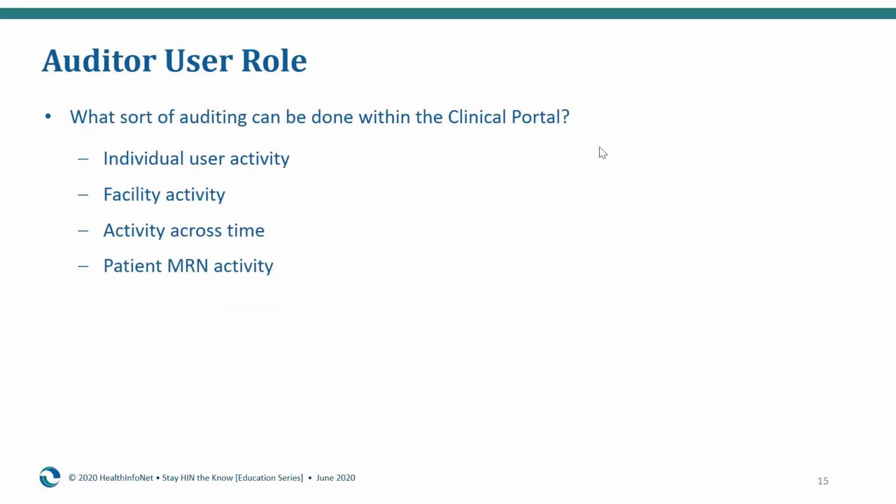Next, what sort of activity can be audited in the audit portal? Well, you have individual user activity. You can audit all users for your facility. You can look at access across time, and you can even audit for a specific MRN, medical record number, to see who's accessed that record. Next slide, please.